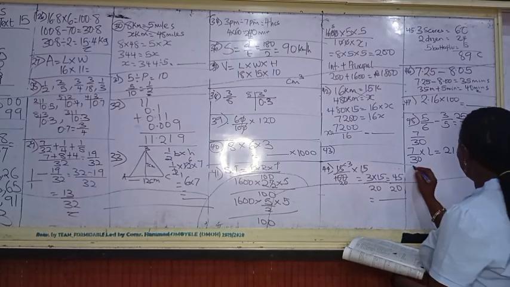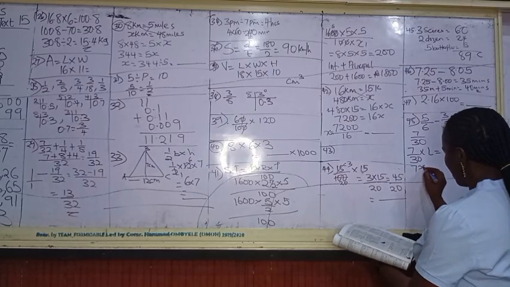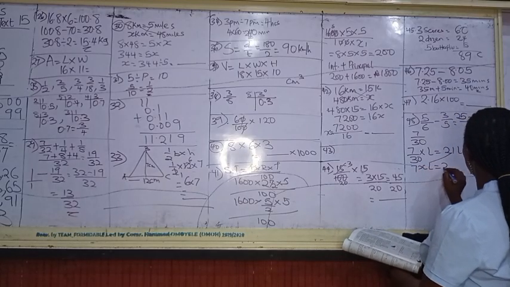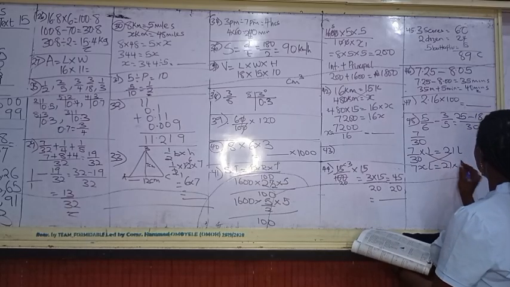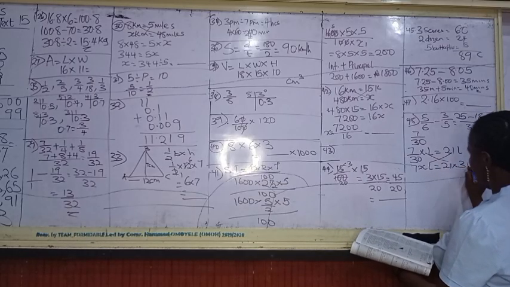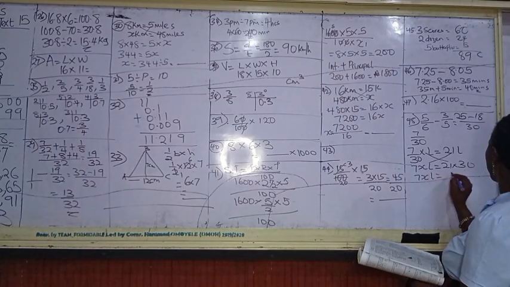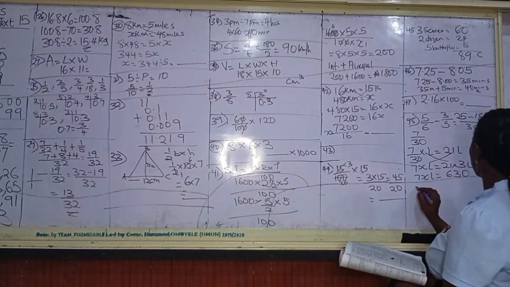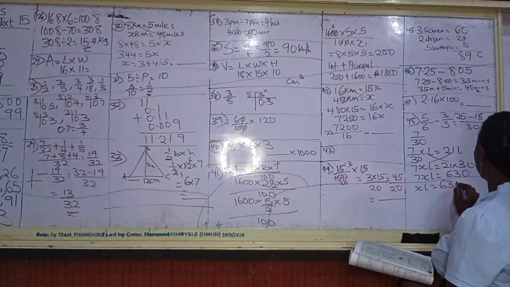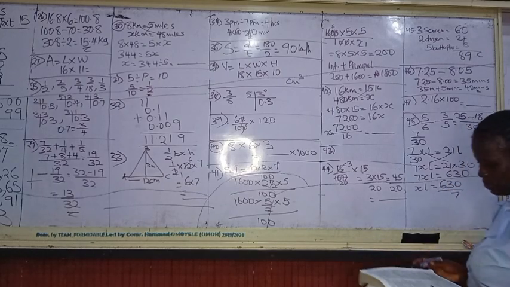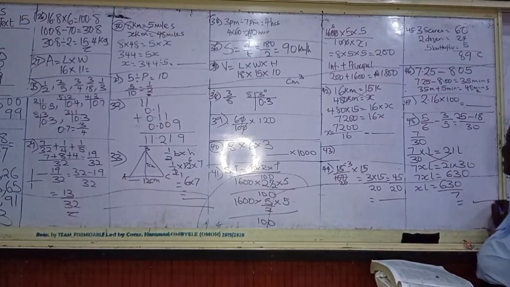When we cross multiply this, that will be 7 times x equals 21 multiplied by 30. 21 multiplied by 30, that is 630. So x liters is going to be 630 divided by 7. So whatever answer you get is your final answer.